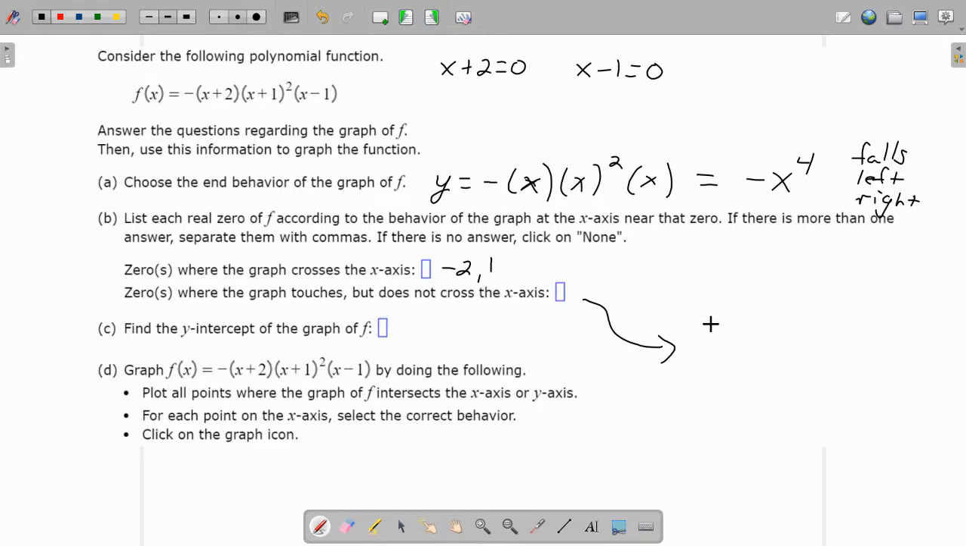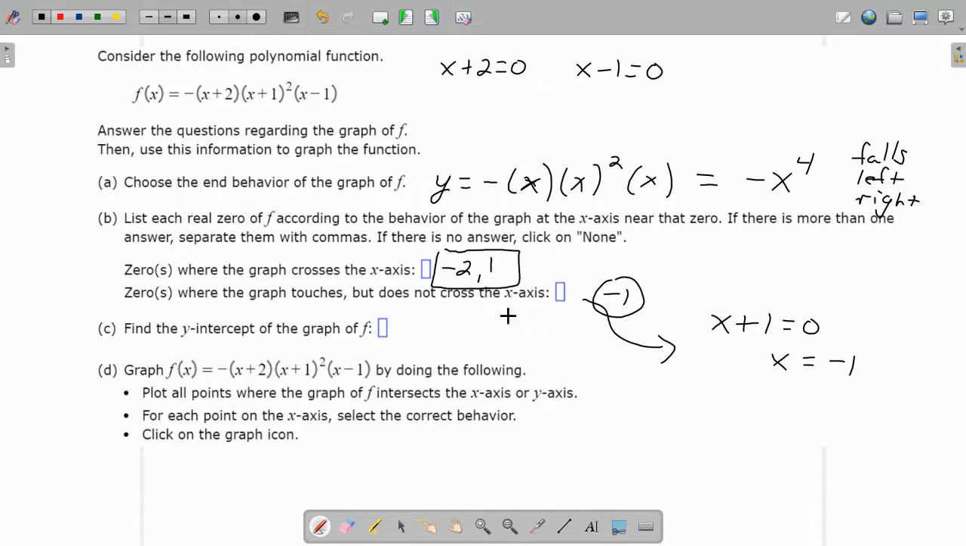Now, the touches is the even one. So it's when x plus 1 equals 0. The 2 just tells us that it's touching. So x equals negative 1. And if you do this right, these numbers should not match up. They should be different. There's no way they can cross and touch.